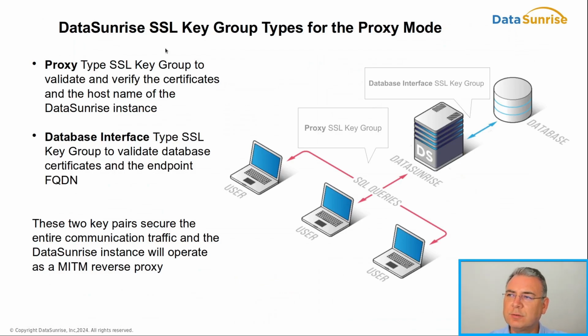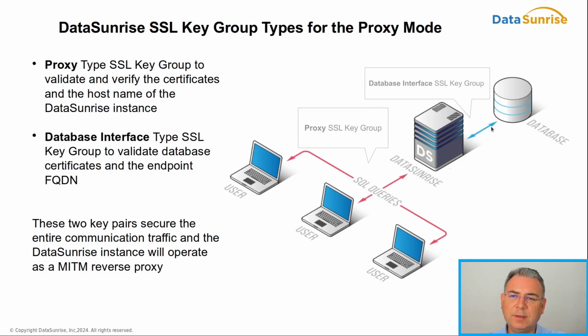Here we see the Data Sunrise SSL key group types that we can have: proxy SSL key group or database interface. Why is there such a difference? The proxy keys are used to connect from the user side to the Data Sunrise proxy. Users can validate these keys, the certificates, the full chain of certificates, and check the validity of the host name and also the validity of the certificate itself.